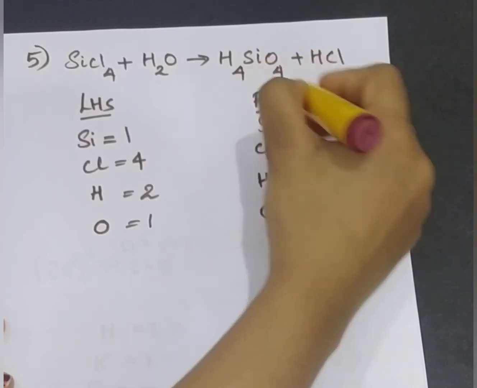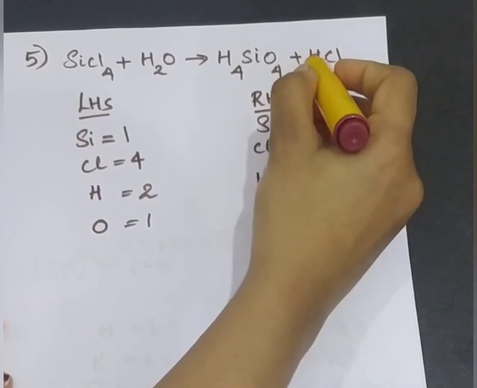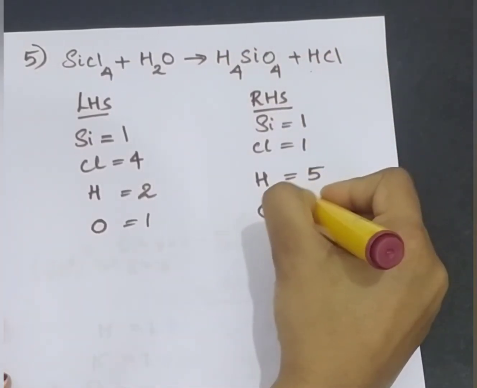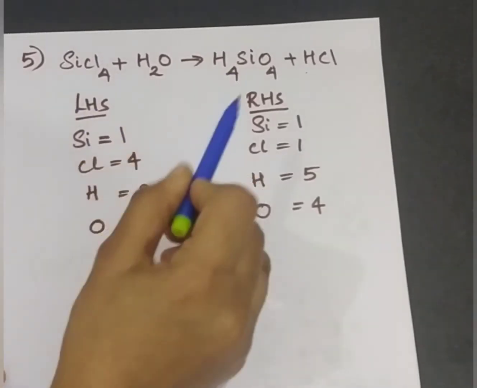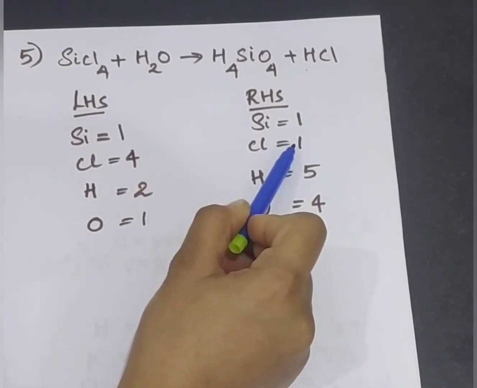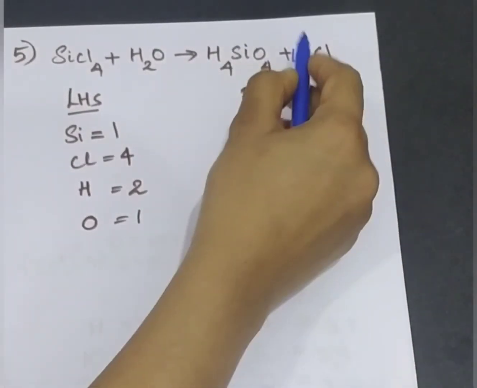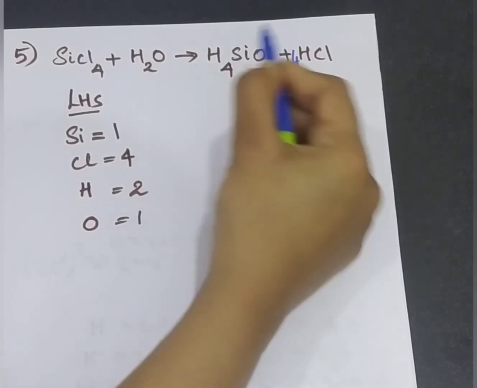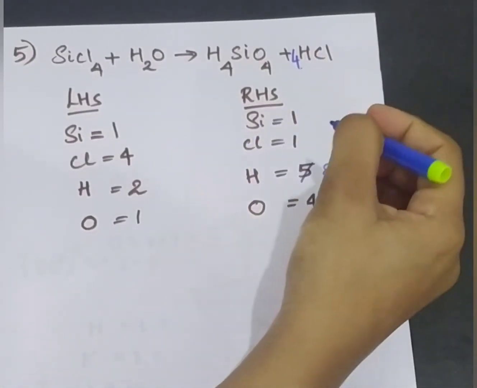Similarly here, silicon, it is 1. Chlorine, it is 1. Hydrogen, it is 4 plus 1, so it becomes 5. Oxygen, it is 4. Now it needs to be balanced. Silicon is balanced already. So chlorine here, it is 4, and for RHS, it is 1. So we can put 4 there in HCl. If you put 4 there, it becomes 4 plus 4, so that is 8. So hydrogen we can cancel and write 8. Chlorine becomes 4.